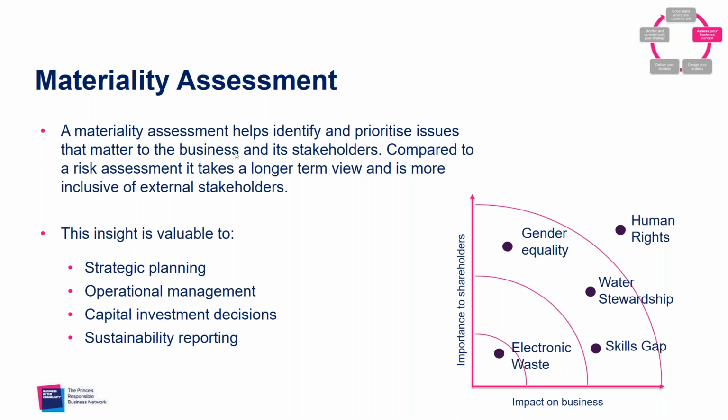And I've drawn an example here on the screen where we've plotted importance to stakeholder against impact on business. So you can see the issues distributed around that, so that you've started to work out which are the higher priority ones. And we're going to look in more detail at an example later. As I mentioned, compared to a risk assessment, the aim is to take a longer term view and be more inclusive of external stakeholders.